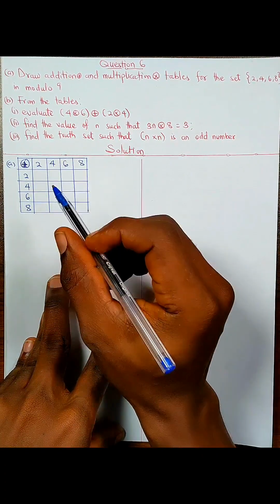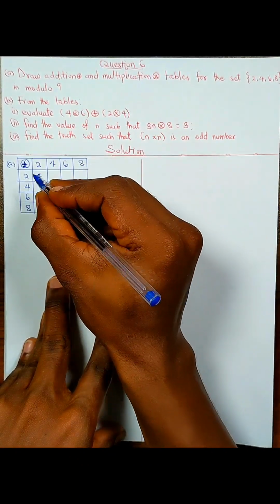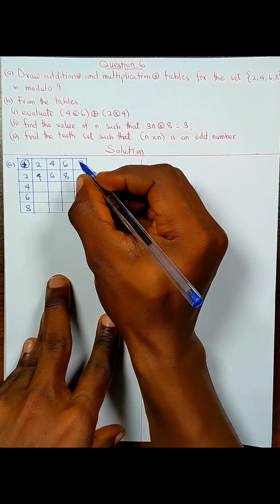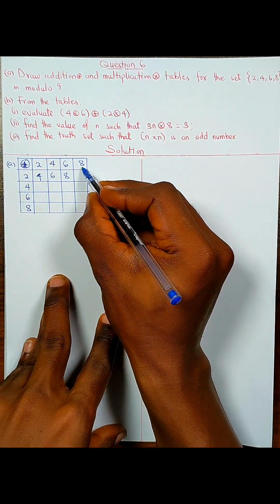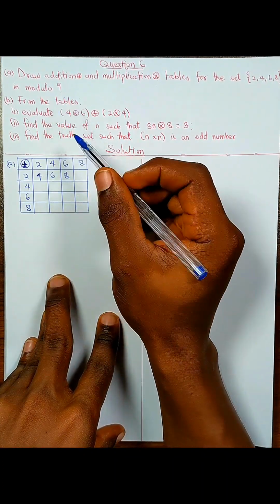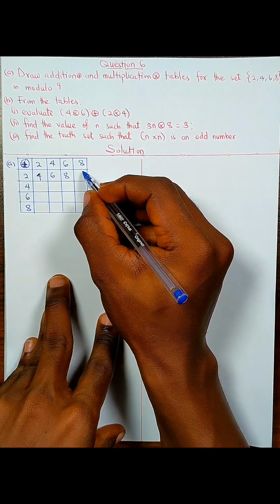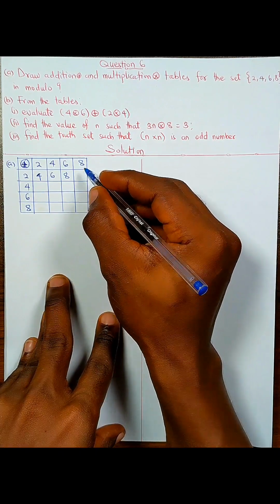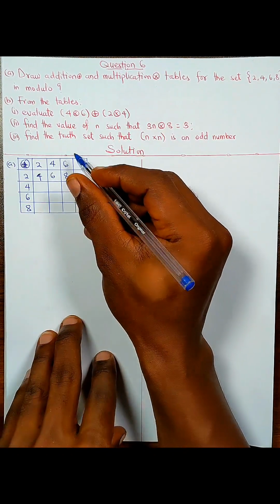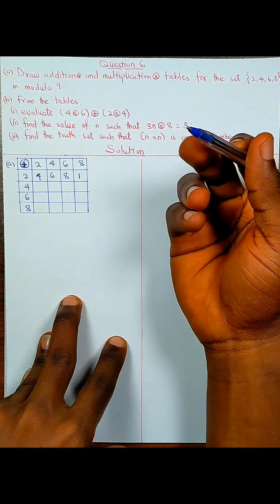2 plus 2 gives us 4. Since it's less than 9, we write it there. 2 plus 4 gives us 6. 2 plus 6 gives us 8. Then 2 plus 8 gives us 10, which is greater than 9, and in modulo 9 you can't have a 10. So you divide the 10 by 9 and you get a remainder of 1. So we write that remainder here. 10 in modulo 9 means that 9 divides 10, and there remains 1.